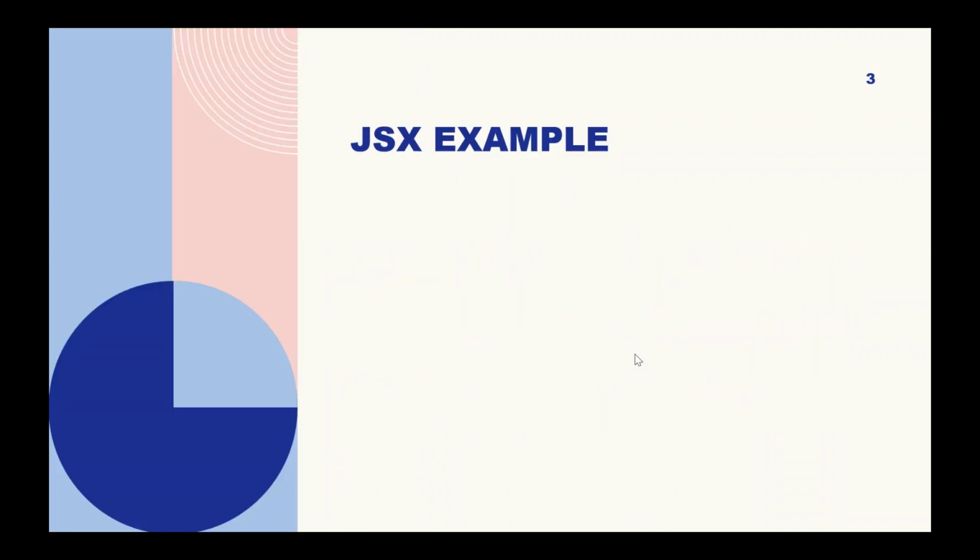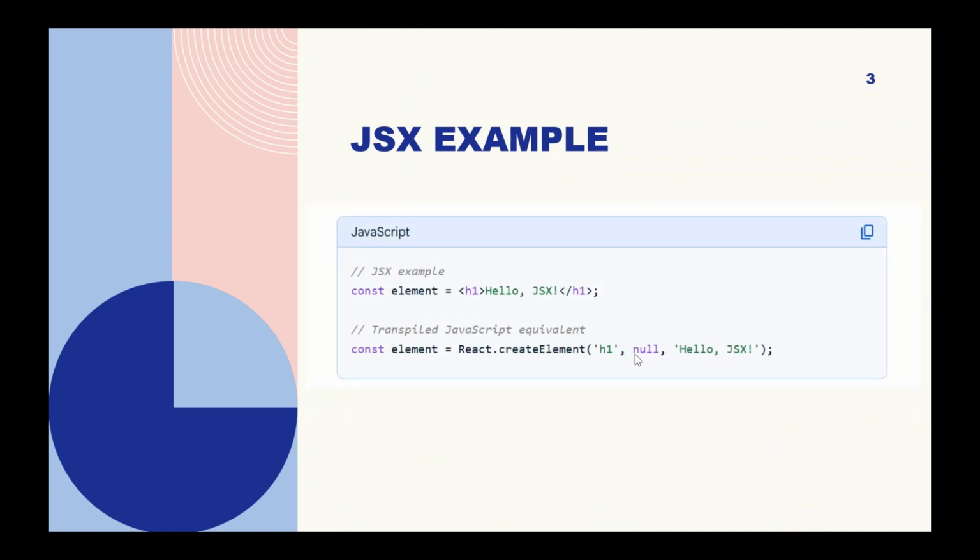Let's consider an example of JSX. In this example, we can see we have defined a variable element with an h1 tag. So we have defined it in JavaScript. So it is not HTML now, it is called JSX.